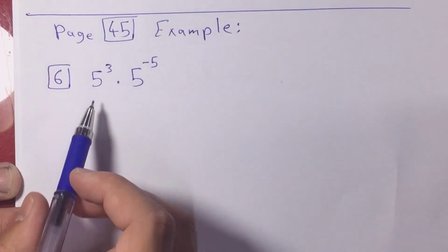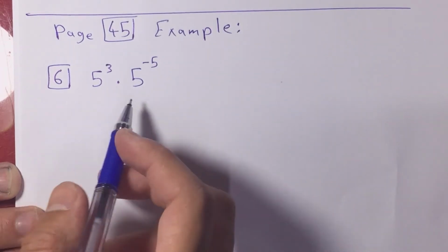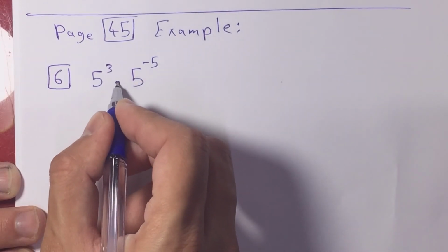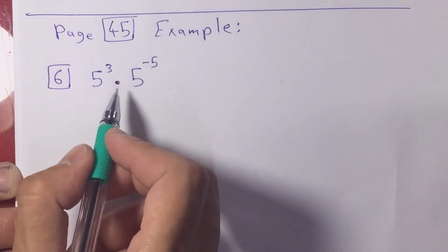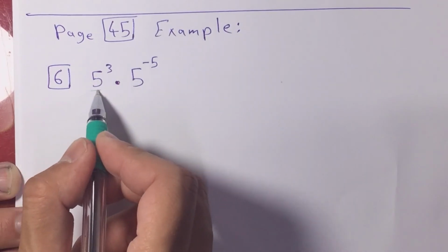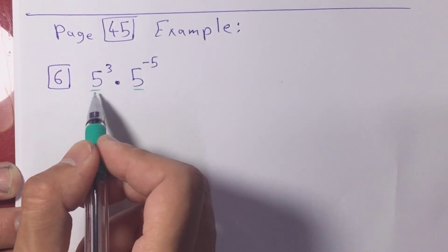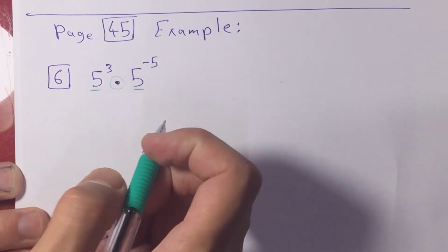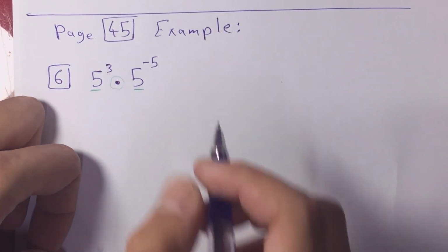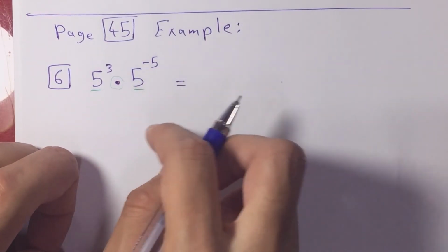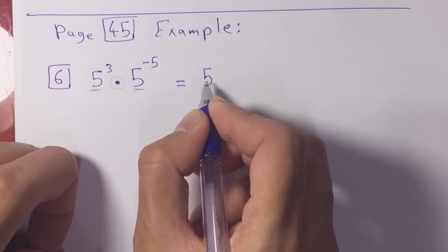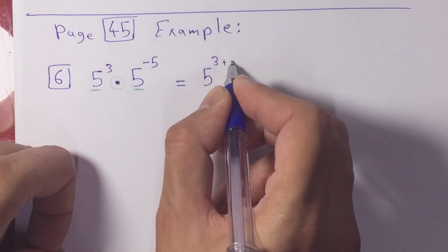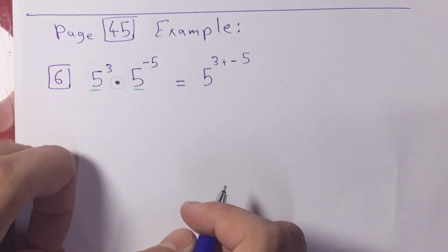From the previous lesson, lesson 3, we take the rules of multiplying and dividing monomials. We have a multiplication here with the same factor, 5 and 5. So in this case, what do we do? We add the exponents. We simply write the same base and add the exponents. So we write 3 plus negative 5.